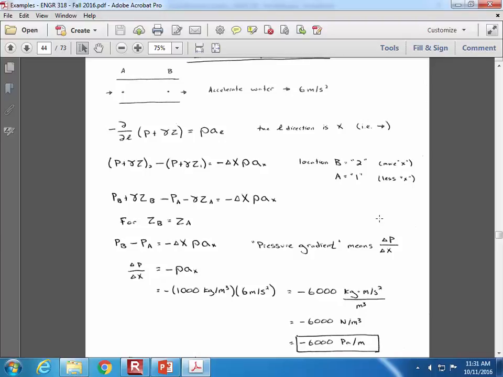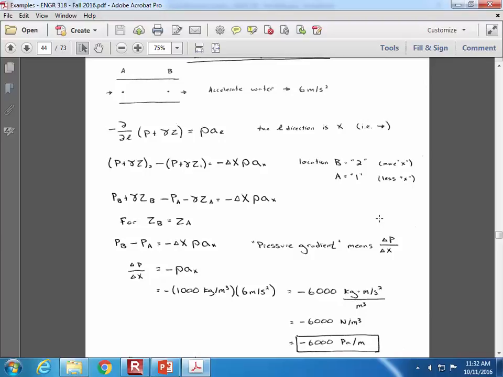So it's just going to be a pressure difference between the 2 points. Since the Z sub B term and the Z sub A term cancel out, we have P sub B minus P sub A, and that is a pressure difference. And so the delta P is equal to negative delta x, density and acceleration in x. So we can move this delta x to the left side of the equation and say that delta P divided by delta x is just negative density times acceleration in x.